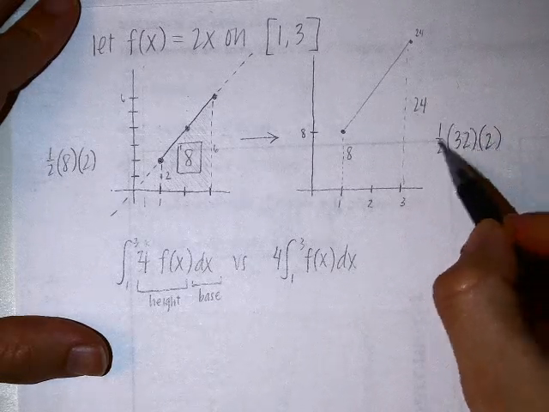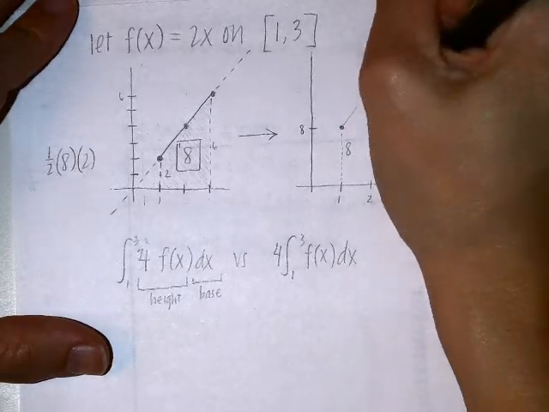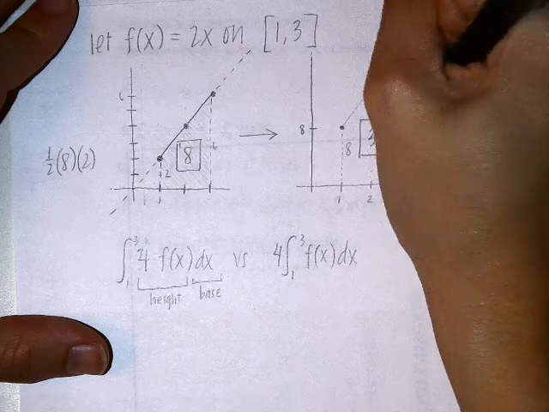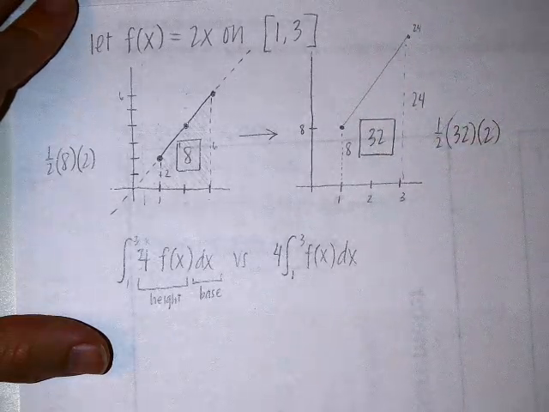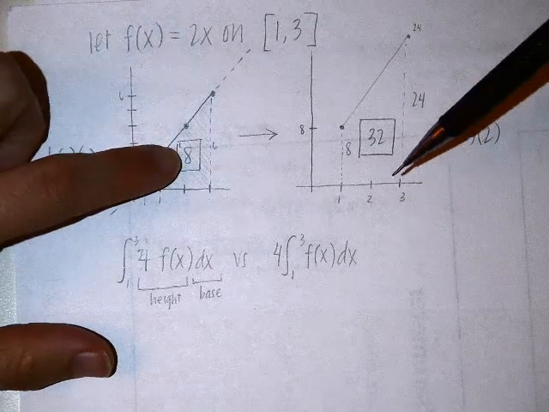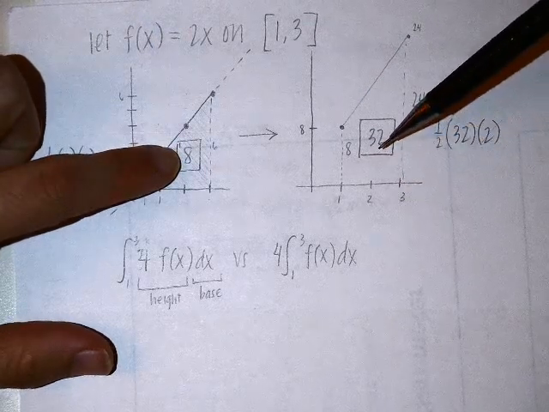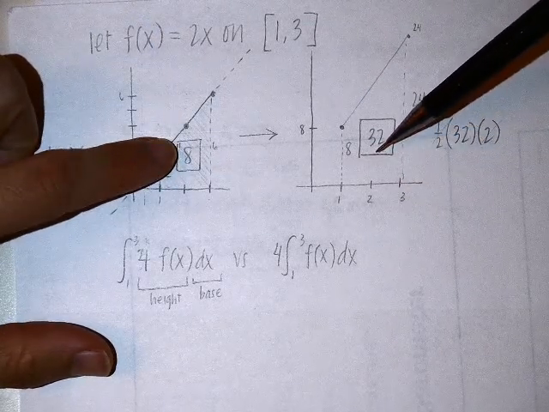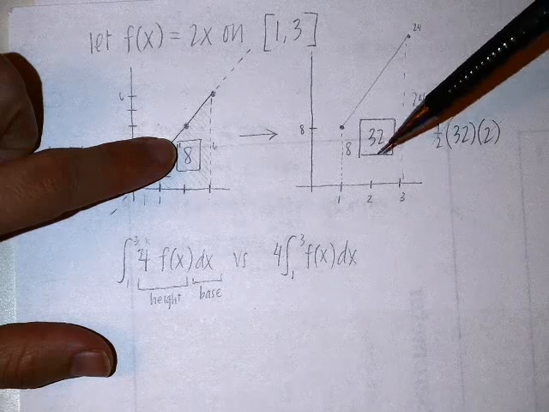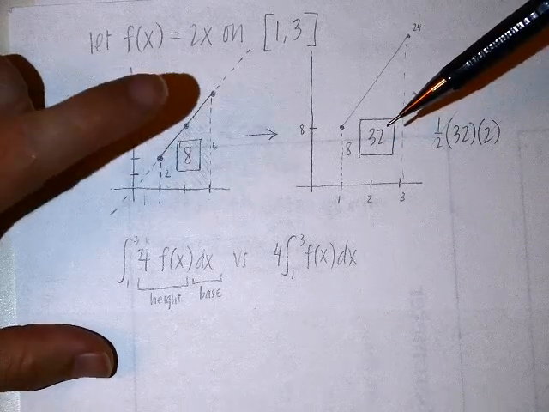Half and 2 are going to cancel each other out, which gives me a total area of 32. Now, did you notice something? 8 and 32. They do have a relationship there. 32 is 4 times bigger than 8.